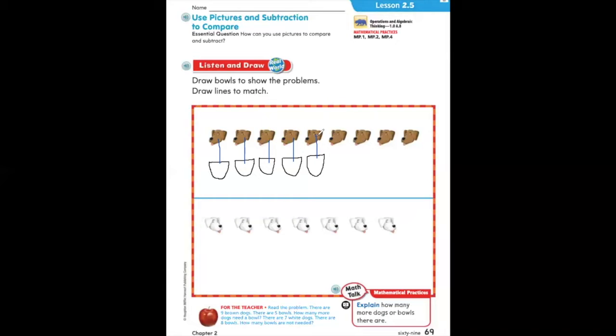Now, how can we tell how many more brown dogs need a bowl? If we take a look at our picture, we can count the number of brown dogs that do not have a match. 1, 2, 3, 4. What subtraction sentence can be used to describe this problem?